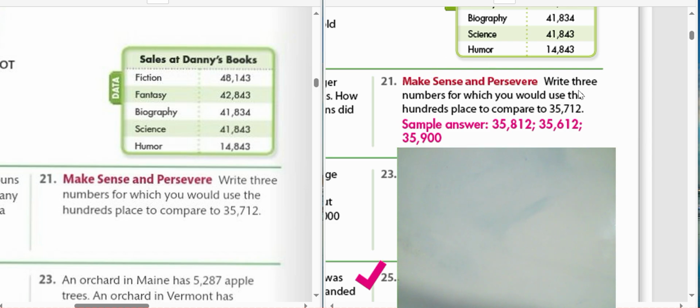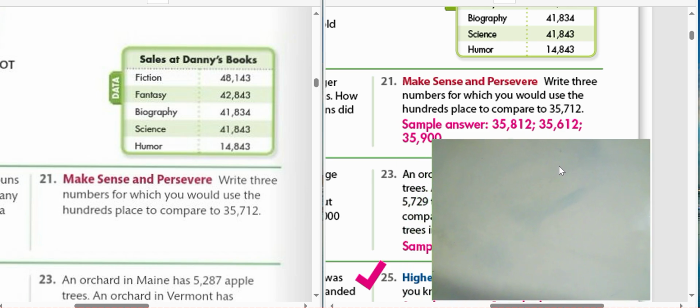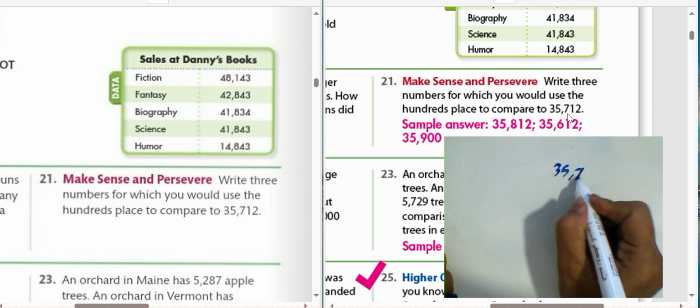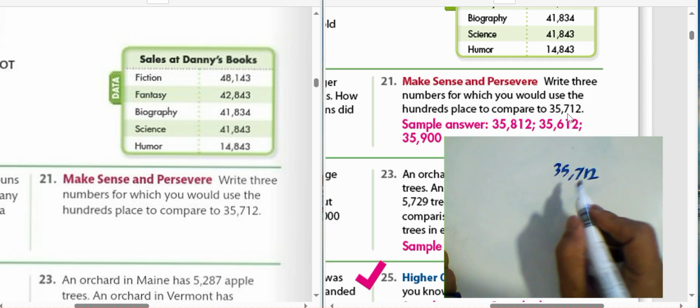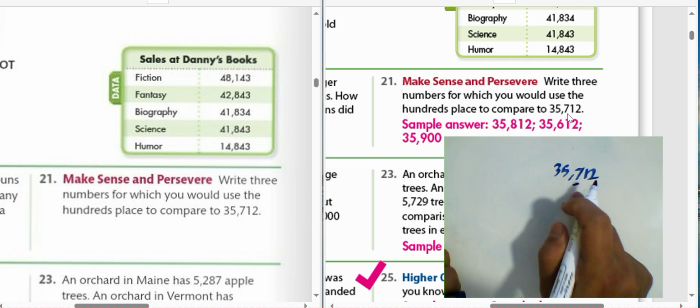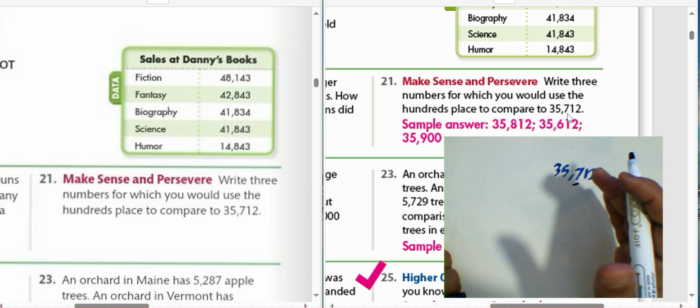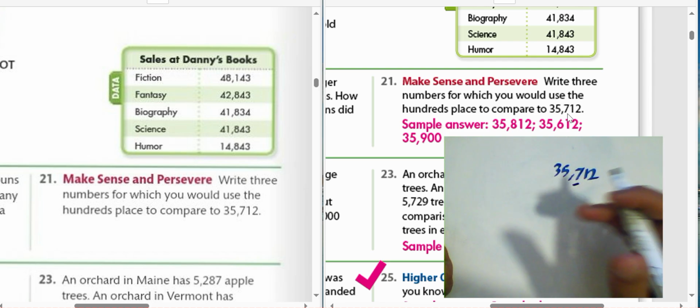Write 3 numbers for which you would use the hundreds place to compare. To compare this number, you must change the hundreds place. Where is the hundreds place? It is 7. You can change the 7 by writing all the digits exactly. We have 35,712. We must change the digit here in the hundreds place. You want to write 3 numbers, more than or less than, as you like.